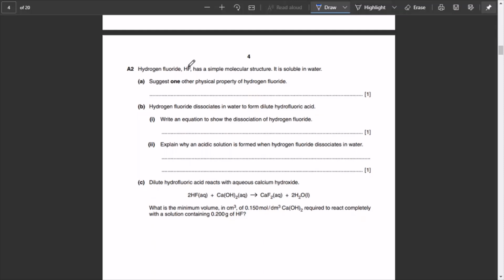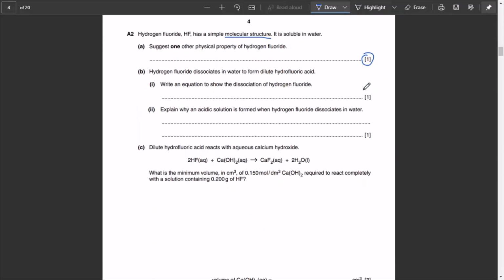From an O levels point of view, it is a simple molecular structure, so any property that matches a molecular structure property is what you're going to write over here. You can write low melting point, or you can write it does not really conduct heat or electricity. These kinds of points you can mention, any one of it, and you'll get 1 mark.